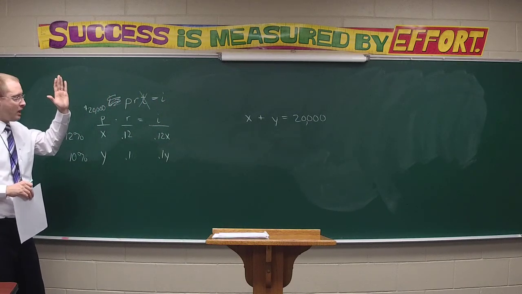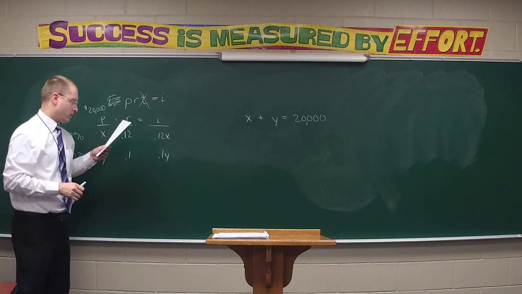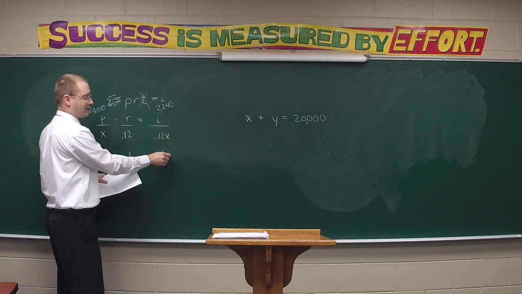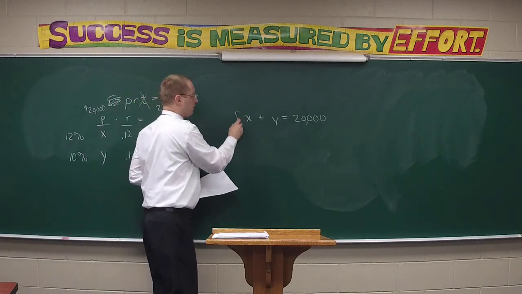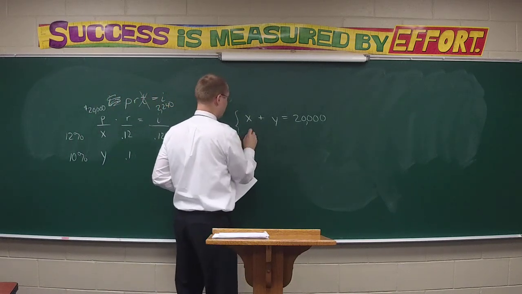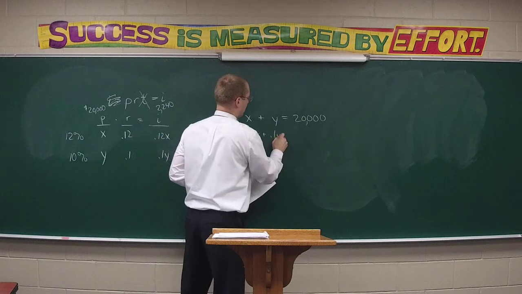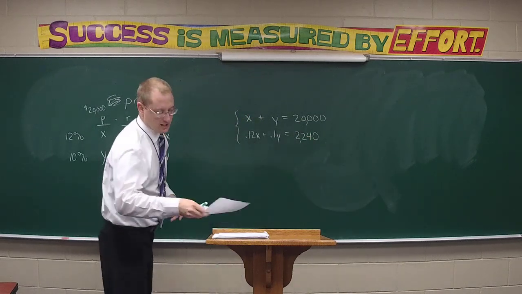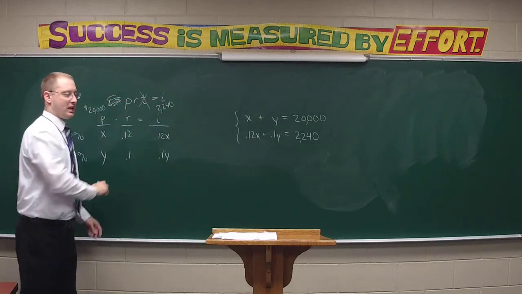Questions? All right, and then interest. That's the $2,240. Well, this is interest and that's interest. What should the second equation be, Michael? 0.12x plus 0.1y equals 2,240. But I really hate decimals. What should I do with these decimals, Kendall?